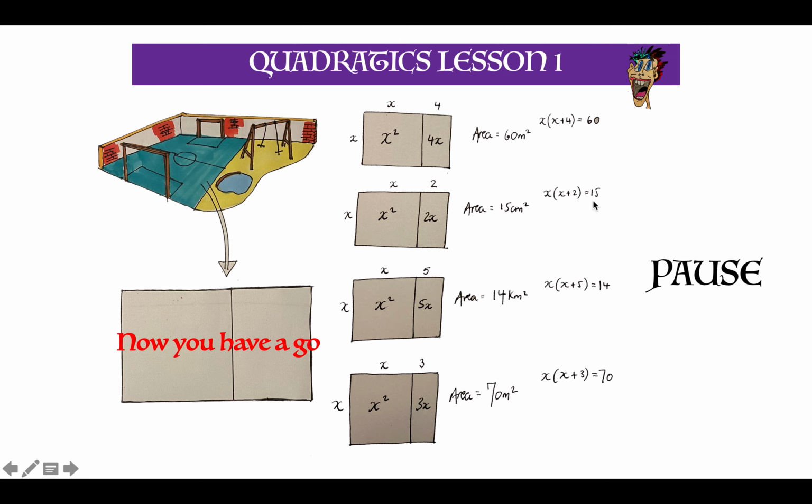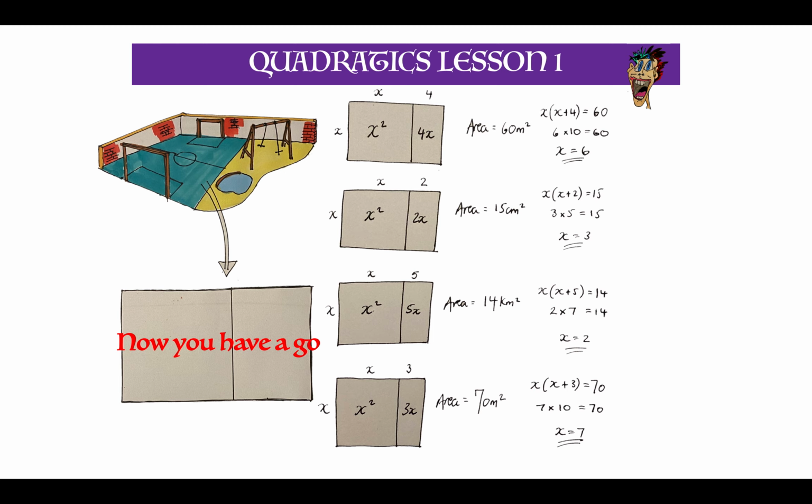Here, two numbers that make 15. It could be 1 and 15, granted. But if I look at the factors of 15, because they're all whole numbers, that should help. And on the 14 one, again, it should become straightforward. So pause, have a go, and I'll reveal the answers.